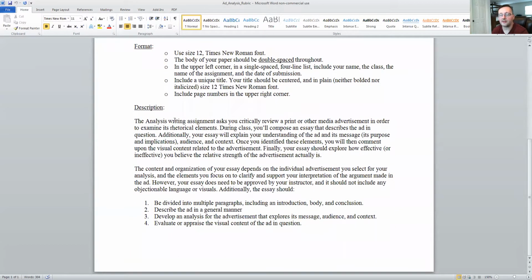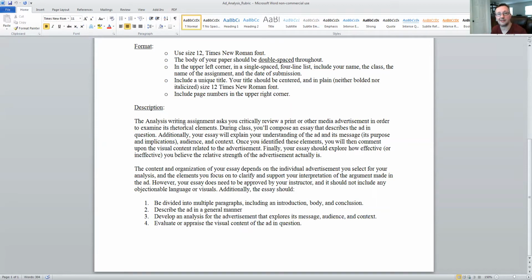So the analysis writing assignment asks you to critically review a print or other media advertisement in order to examine its rhetorical elements. So you can use a video, you could use an ad campaign, you could use a theatrical trailer. Any of those would be good options. So what you want to do is compose an essay that describes the ad in question. More specifically, I'm going to suggest that you explain the ad and its message very generally, number 1. Number 2, what are its purpose and implications?